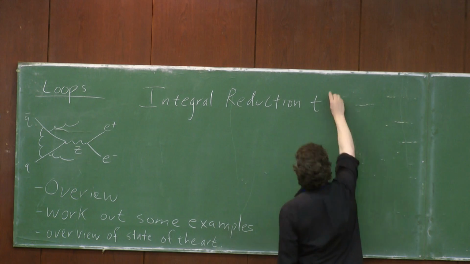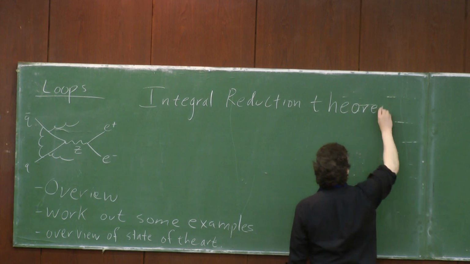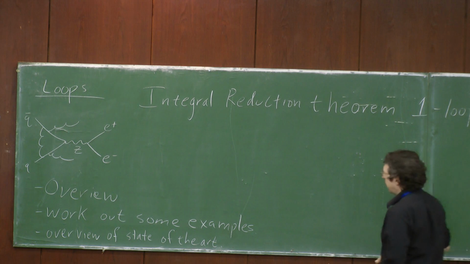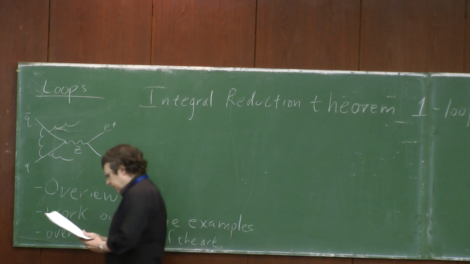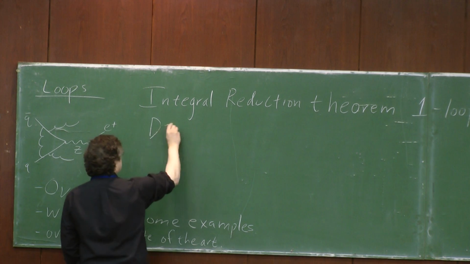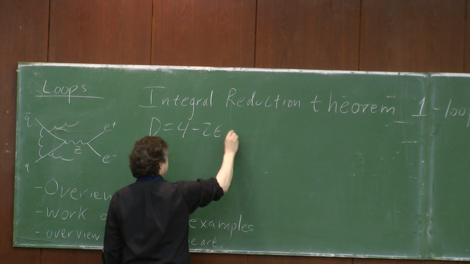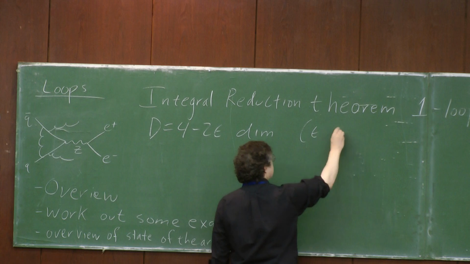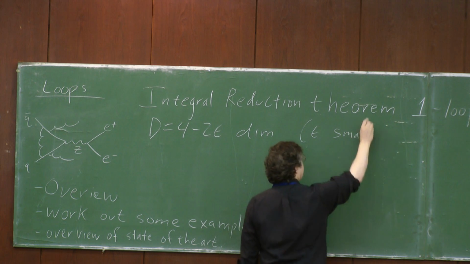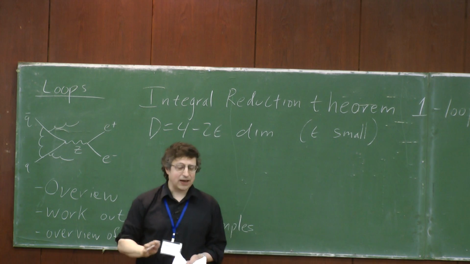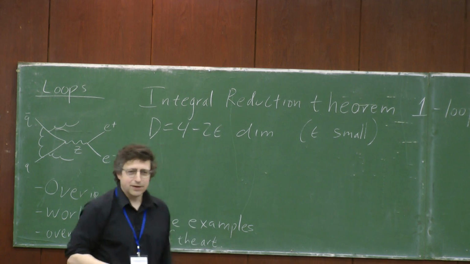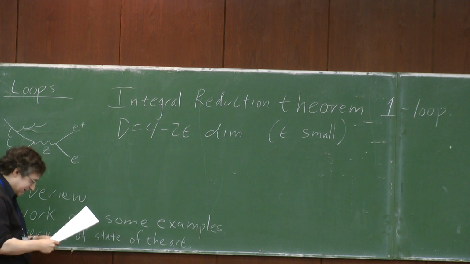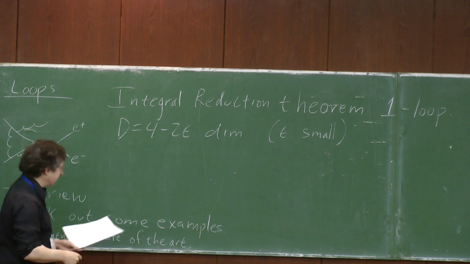Okay, so integral reduction theorem, and this is for one loop. The theorem says the following: that if we're in d equals 4 minus 2 epsilon dimensions, and we want epsilon small, I think it's an experimental fact that epsilon is pretty small. Well, okay. Although I guess some will argue with that, but never mind.